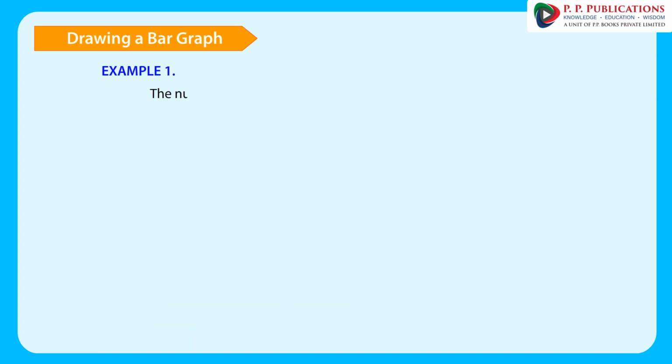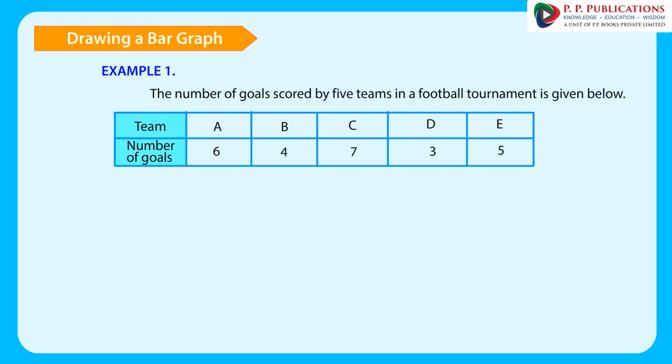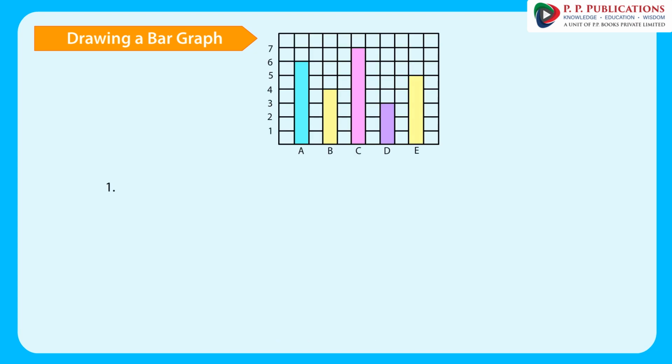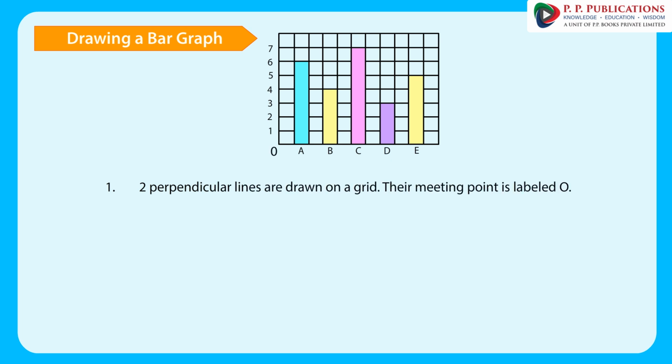Example 1. The number of goals scored by 5 teams in a football tournament is given below. Draw a bar graph for the above information and label it. 1. Two perpendicular lines are drawn on a grid. Their meeting point is labeled O.